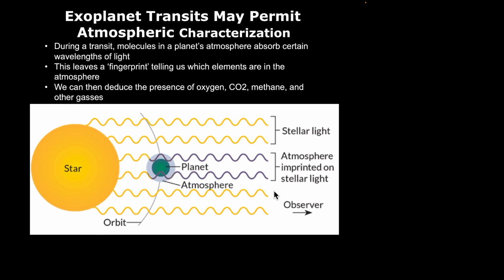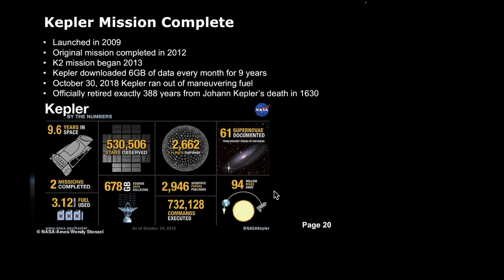One thing that's really cool about the transit method is now that we have the James Webb Space Telescope, we know that during a transit, if the planet has an atmosphere, the atmosphere can absorb certain wavelengths of light, and this gives us a fingerprint telling us which elements are in the atmosphere. So by looking at the spectrum of the star before and during the transit, we can then subtract the spectrum of the star from the composite spectrum and deduce what is in the atmosphere of the planet, which potentially could help us find signs of life.